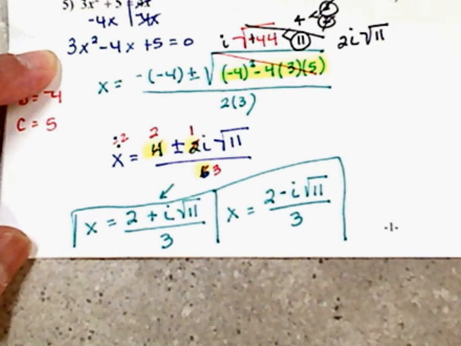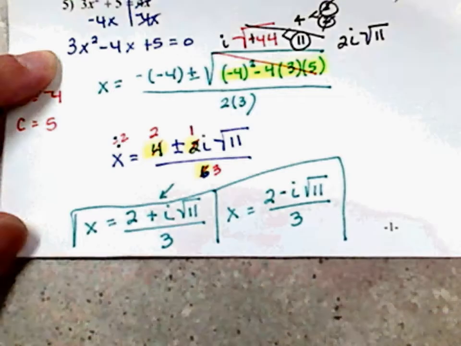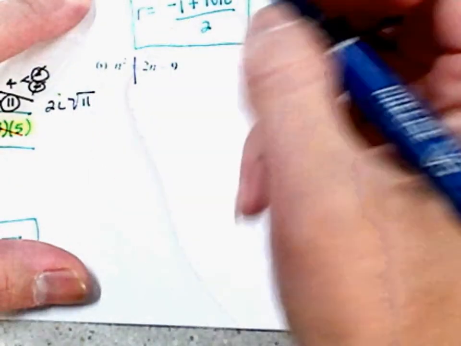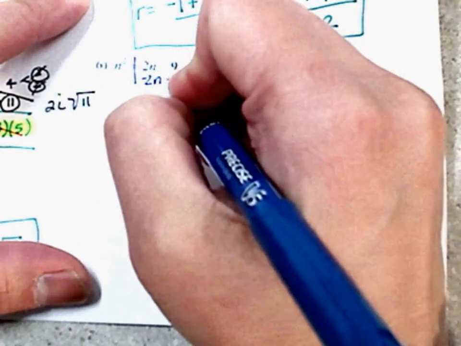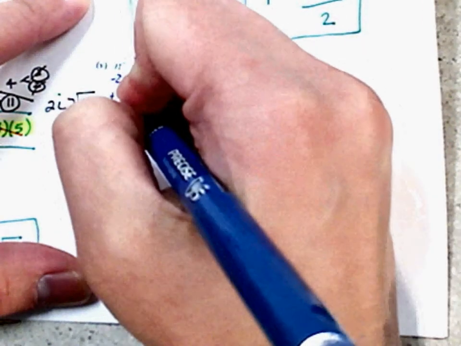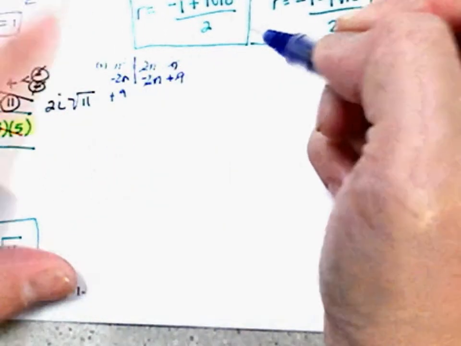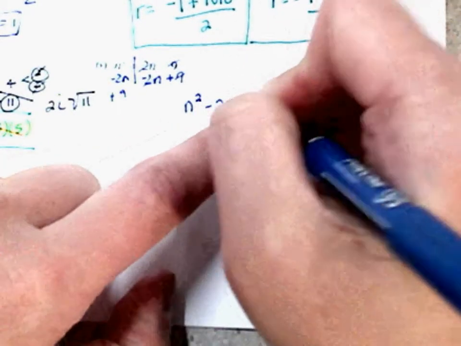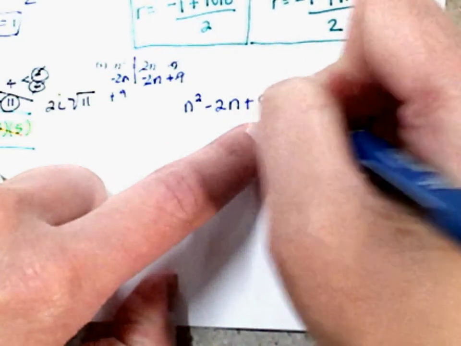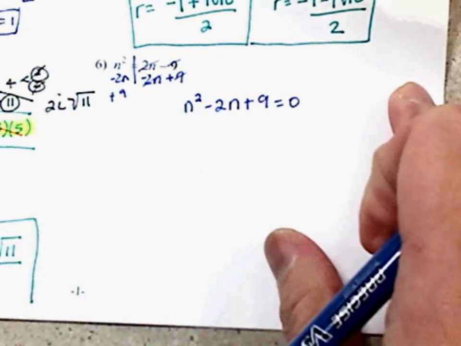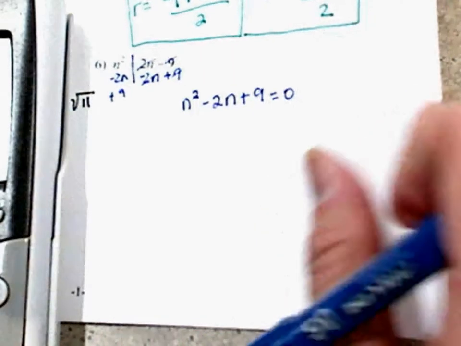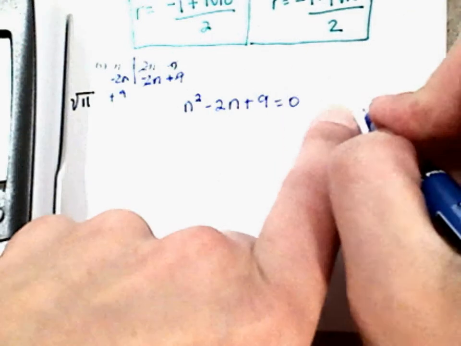Number 6. Last one for this page. Okay. Move everything over. Minus 2n plus 9. Minus 2n plus 9. That cancels out. Let's rewrite this to make it prettier. n squared minus 2n plus 9 is equal to 0. Okay? All right. Your A is a 1. B is negative 2. And C is 9.